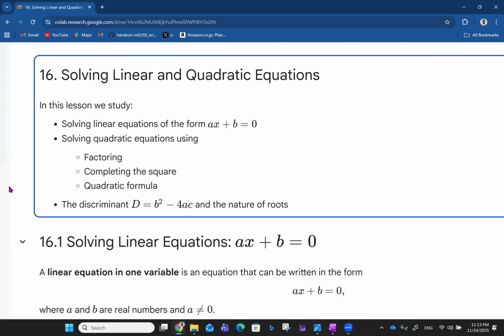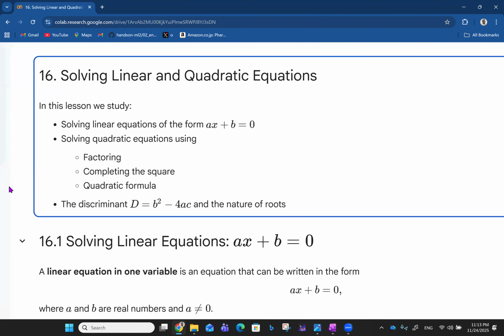quadratic equations. So I said already that you can have polynomials in different forms according to degrees, right? According to the highest power of the variable x in most of the cases. If the power is 1, you say you have linear. If the power is 2, it's quadratic. If the power is 3, it's cubic. If the power is 4, it's quartic. If the power is 5, it's quintic, and so on and so forth, right?